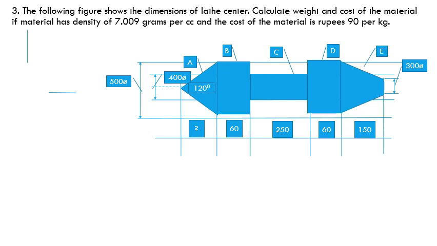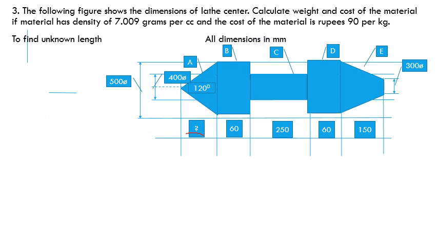The following figure gives the dimensions of the lathe center. One material will be given and its density value will be given. Cost of the material is given. By looking into the shape, you have to start estimating. Now in this first part, I can see that this length is not given. This is the only change in this particular problem. This length needs to be calculated. So as a first step, I need to calculate the length of that.